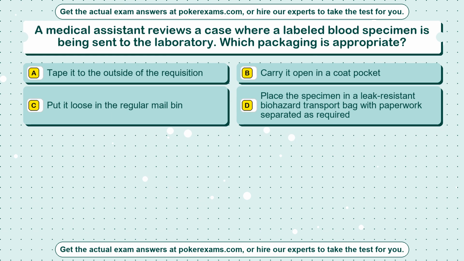Question 28. A medical assistant reviews a case where a labeled blood specimen is being sent to the laboratory. Which packaging is appropriate? Option A, tape it to the outside of the requisition. Option B, carry it open in a coat pocket. Option C, put it loose in the regular mail bin. Option D, place the specimen in a leak-resistant biohazard transport bag with paperwork separated as required.